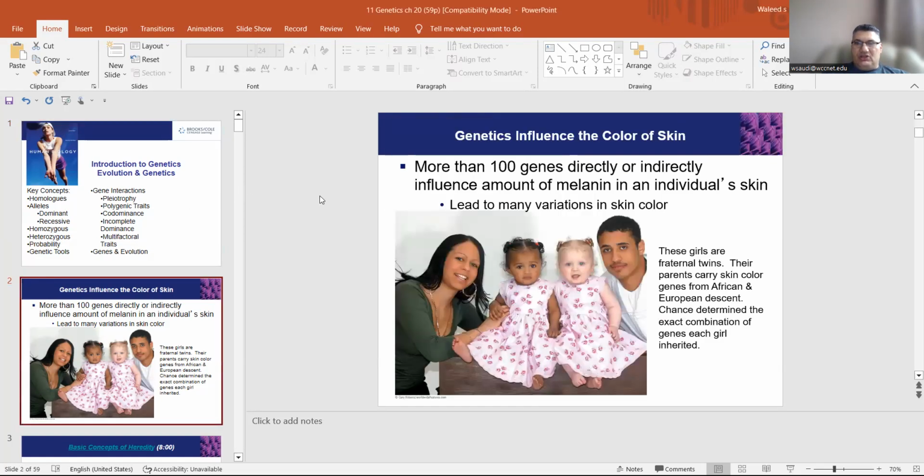So this is just an introduction to tell you it's not really one gene responsible for one thing. It doesn't have to be like that. Some inheritance will happen through one gene, sometimes two, three, four, sometimes it's a huge amount. For skin color specifically, there are more than 100 genes responsible for that.